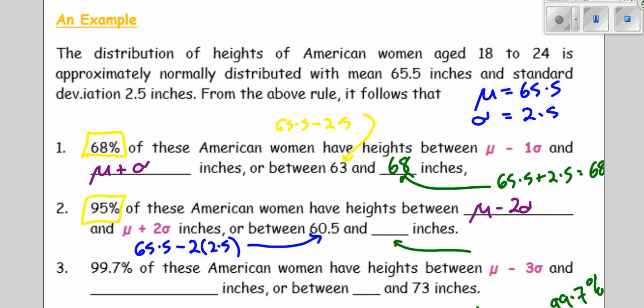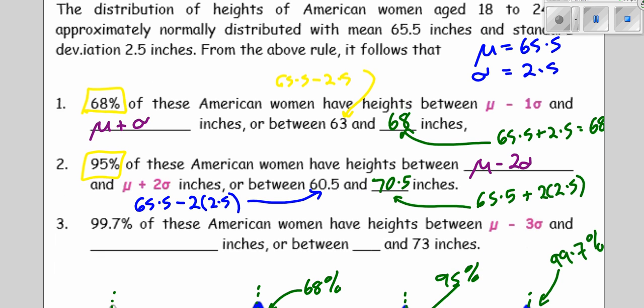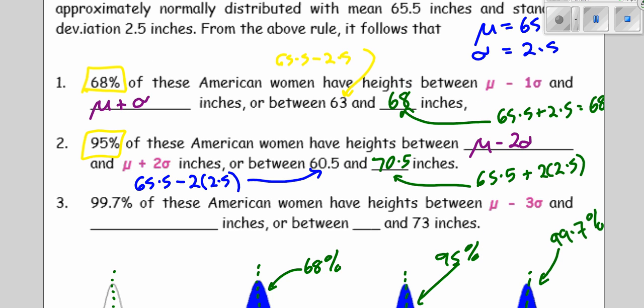Sarah, how would I calculate this one? Anyone want to suggest what that might be? 70.5. Yeah, good. Very good. And we've still got that last one to do as well. I'll just scroll down a bit. And 99.7% of the data should be between the mean minus 3 standard deviations and the mean plus 3 standard deviations.